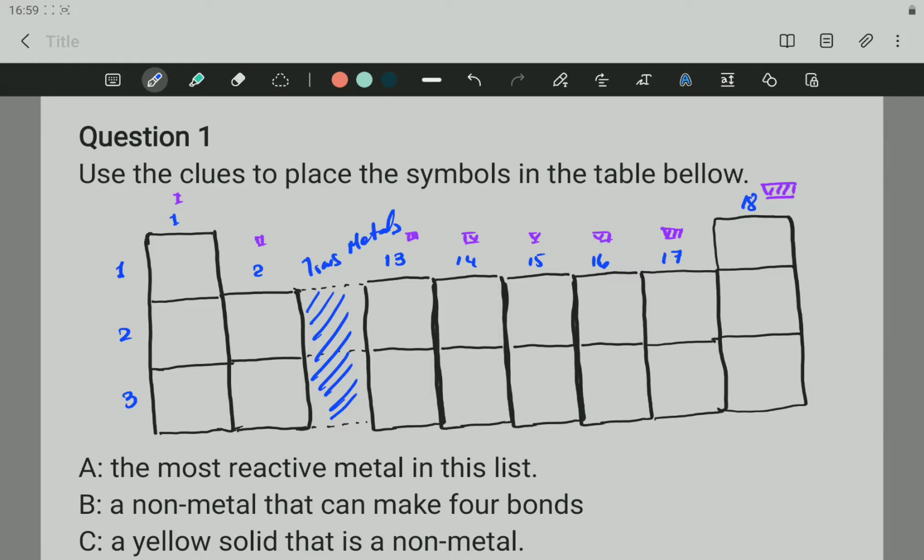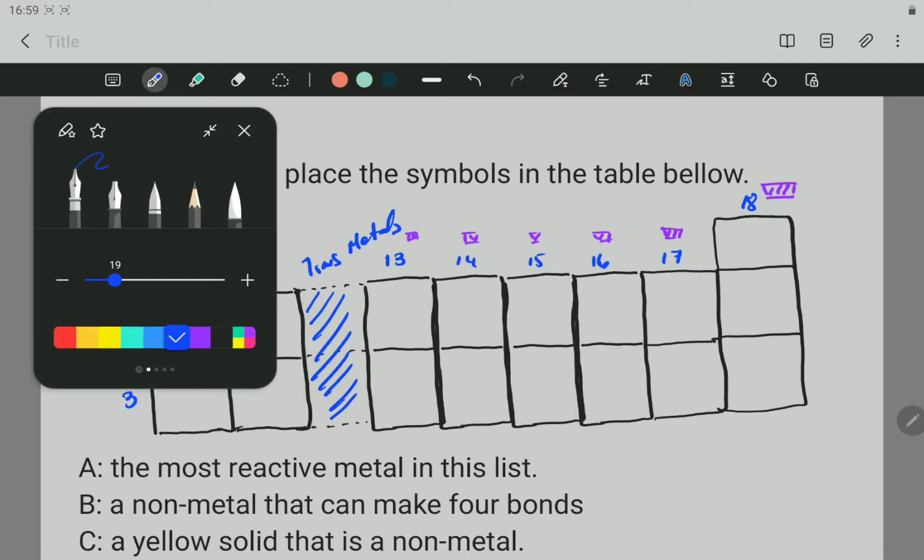Remember, this here is just a representation of the periodic table. We are not going to include in the empty blocks any symbol of the elements of the periodic table, but instead we are going to use the letters for the information. Okay, so the first one says the most reactive metal in this list.